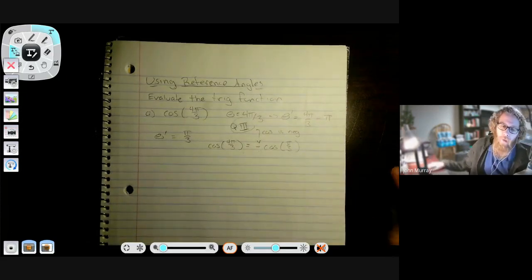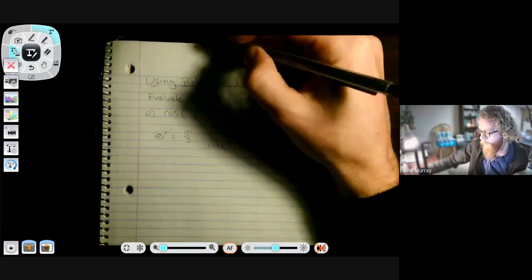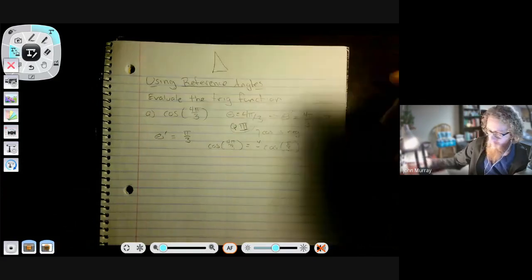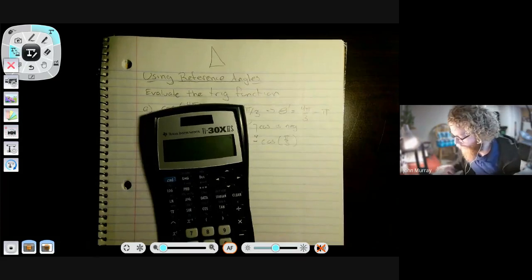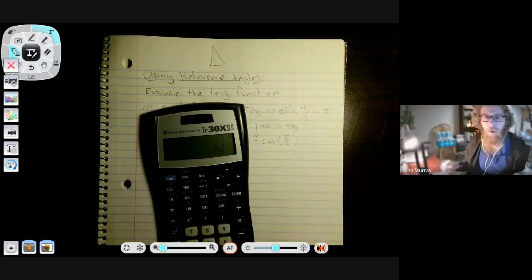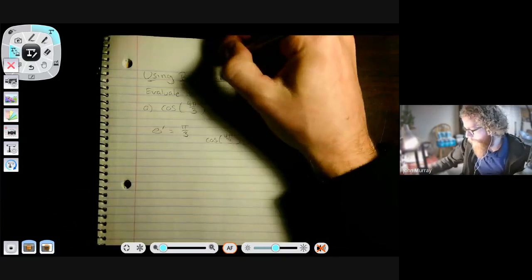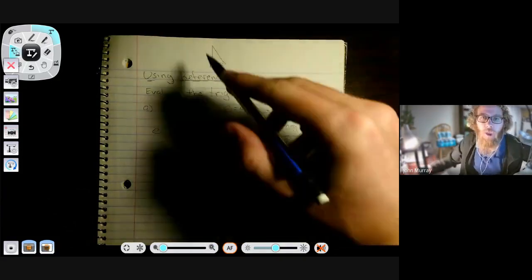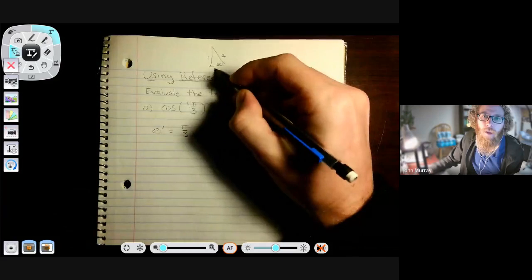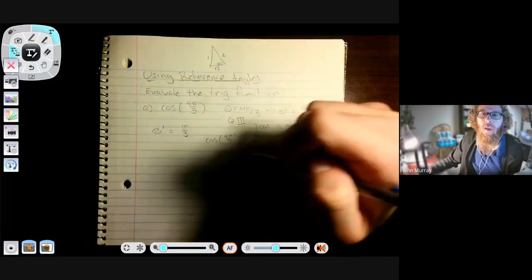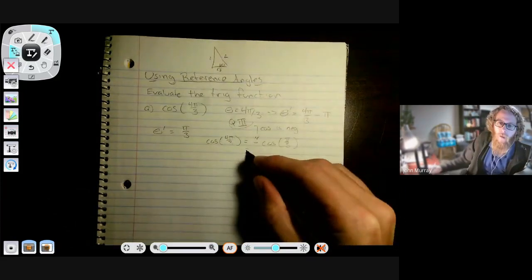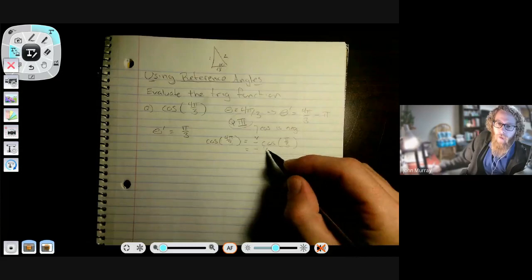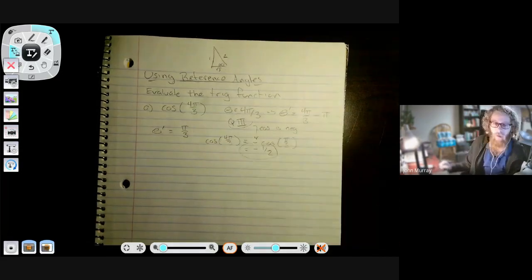Now, the cosine of pi over 3, I don't know if you remember, but that does appear on our unit circle, or our special right triangle. Pi over 3 in degrees would be 60 degrees. So we have the cosine of 60 is 1/2. So we're going to have negative 1/2. And there we go.